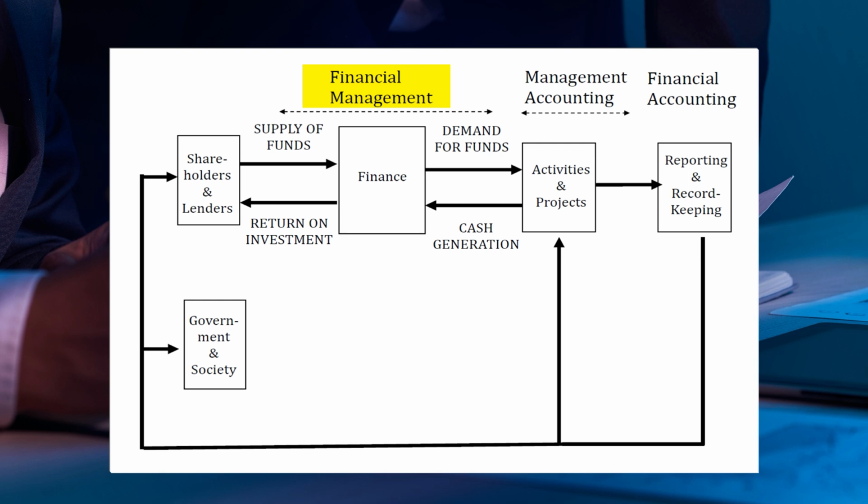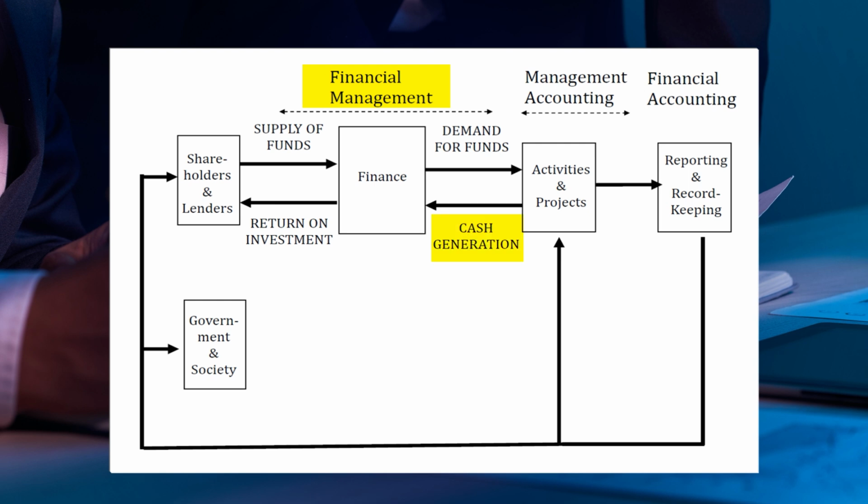In accounting we will record that will be financial accounting. Then management accounting, that means management of the organization, managerial staff of the organization will decide what to do with the cash which has been generated from the operations. They might decide either to distribute it among the shareholders as dividend or go for the reinvestment.